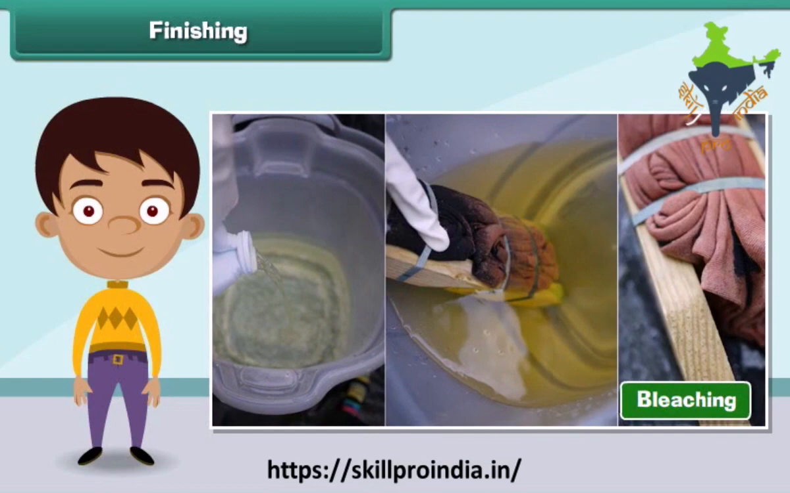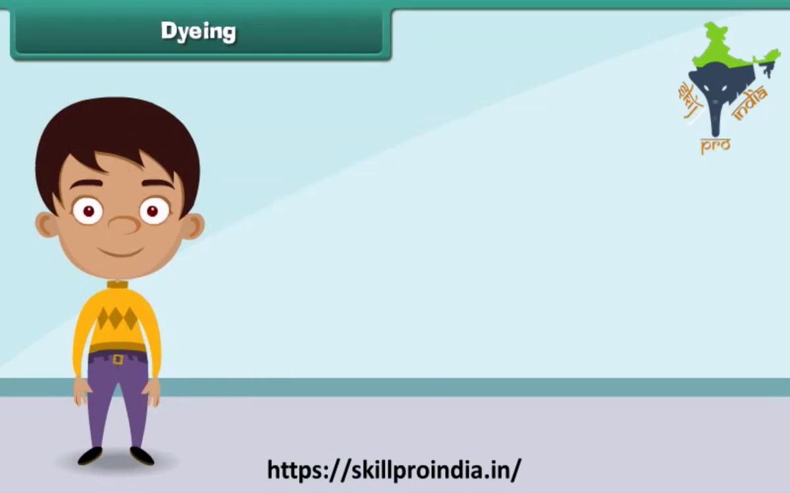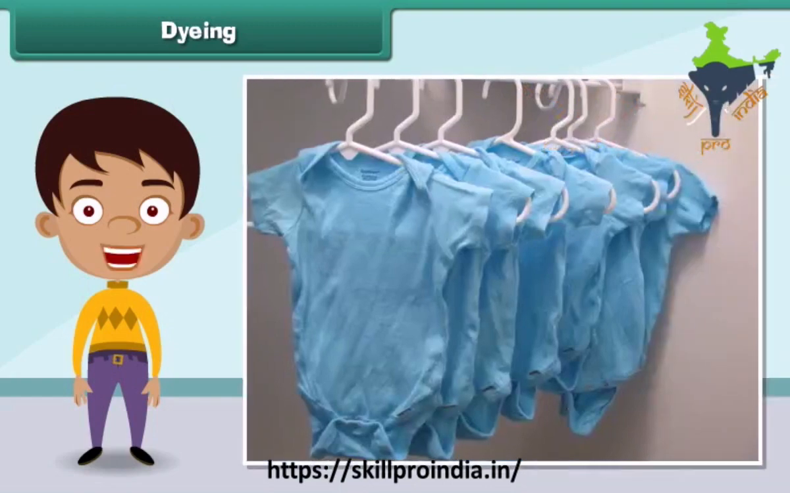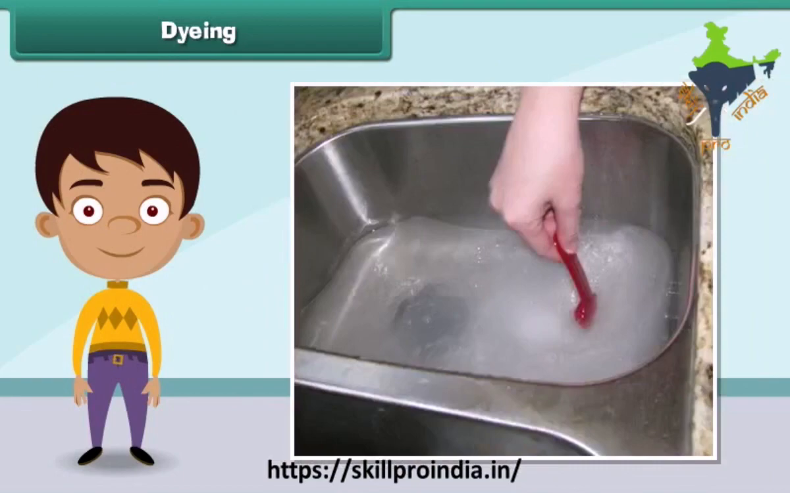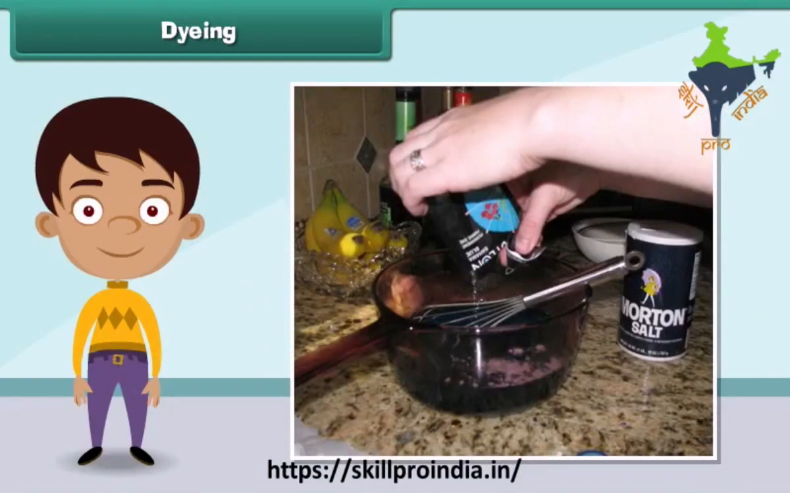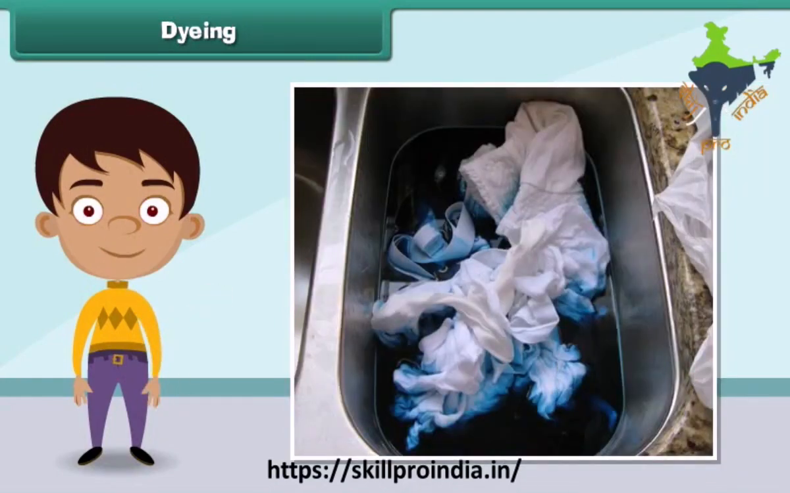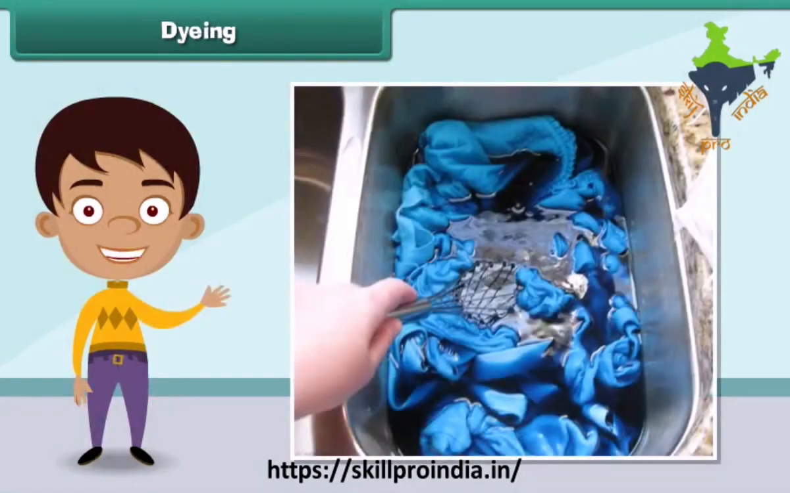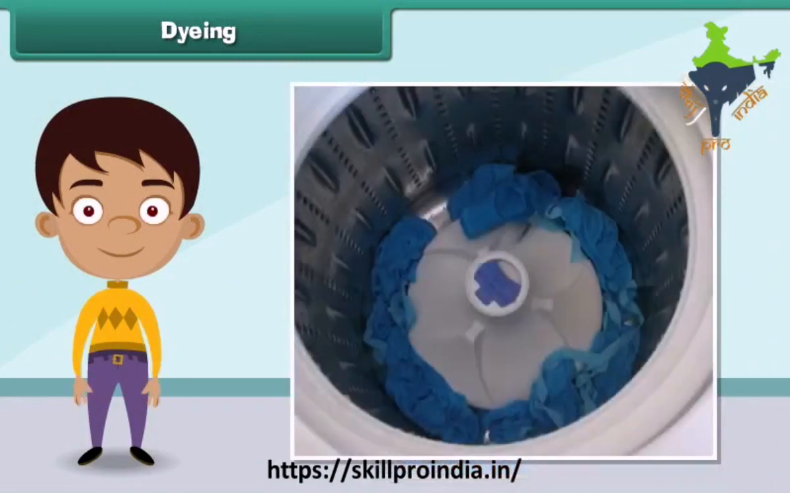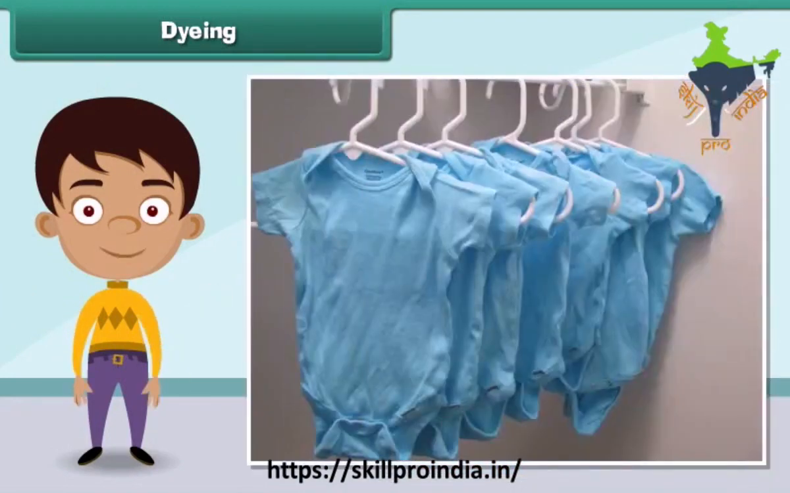Bleaching. The process of bleaching removes the natural color of raw fabric. Dyeing. Dyeing a fabric means giving a new color to the fabric. To dye a fabric, first a solution of dye and salt in warm water is prepared. Next, the fabric is dipped in the solution. Then the fabric is removed from the solution after an hour and washed. Finally, the fabric is dried.